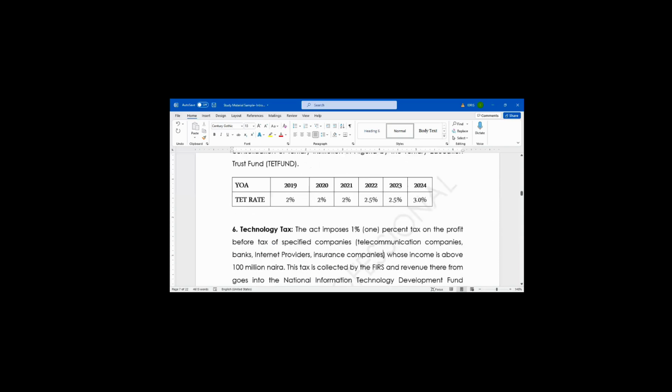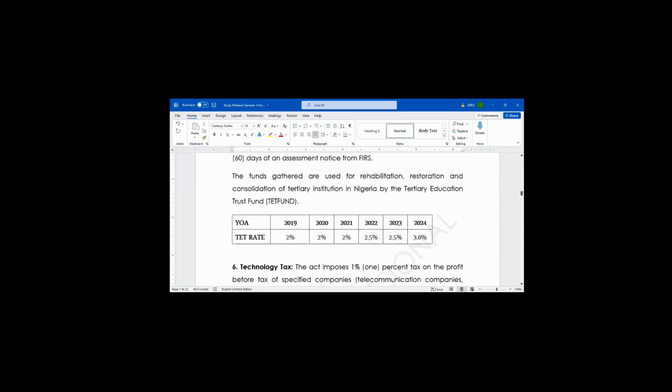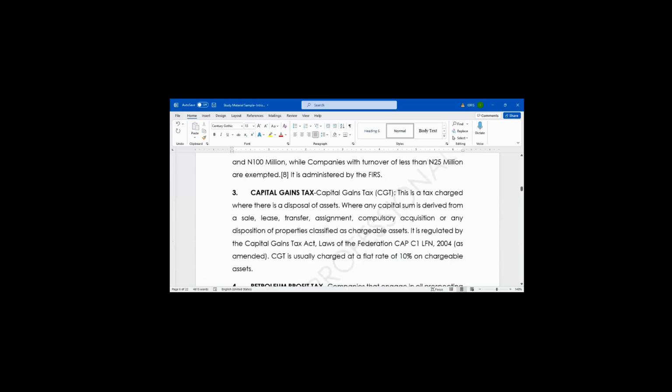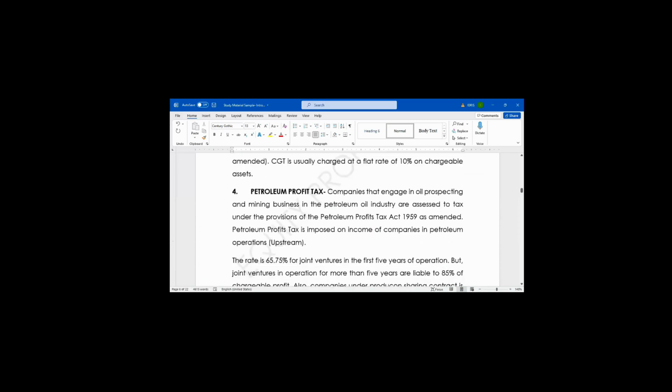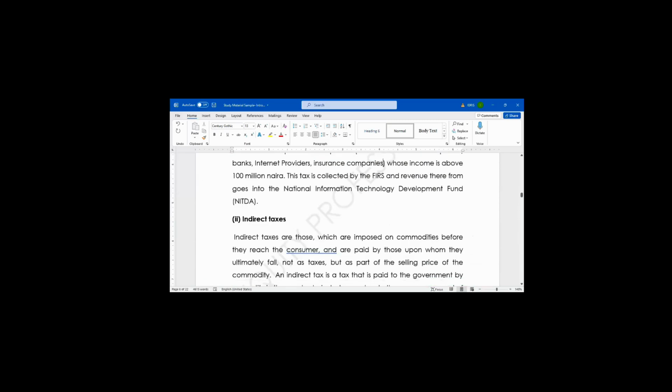So we have done with direct tax. We should move to indirect tax. We are still under classification of tax according to incidence. Indirect tax, like we say, are those taxes imposed on goods and services, and indirect tax is borne by the final consumer.